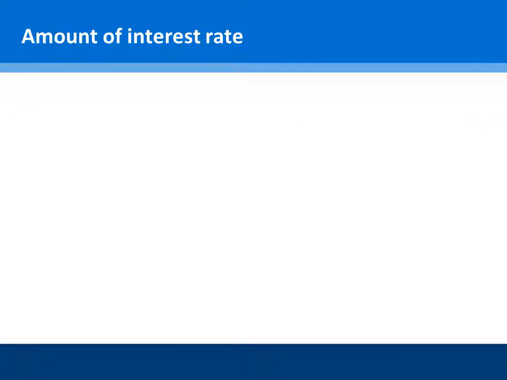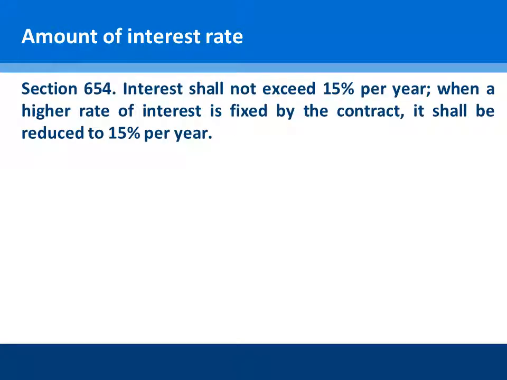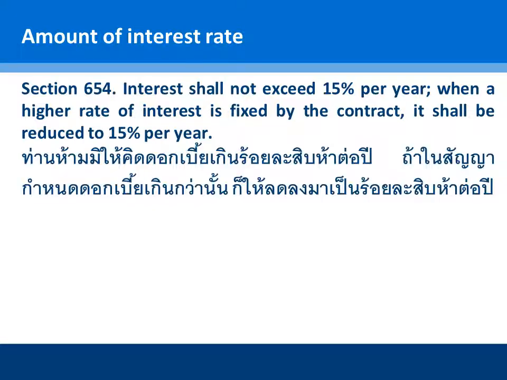How much is the amount of the interest rate? According to section 654, parties may decide the amount of the interest rate, but this interest rate cannot exceed 15% every year. If there is higher interest rate, then the contract is still valid, but it will be automatically reduced to 15%. There is an exception for financial institutions, and other specific law they may charge higher than 15% per year interest rate.